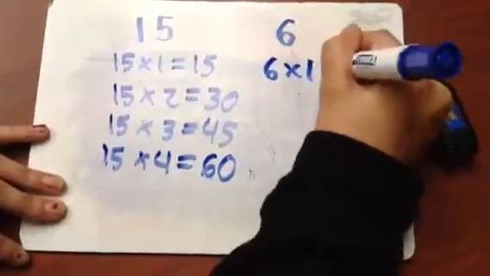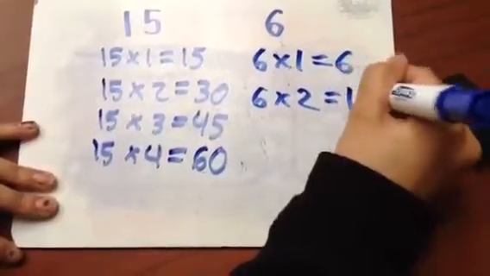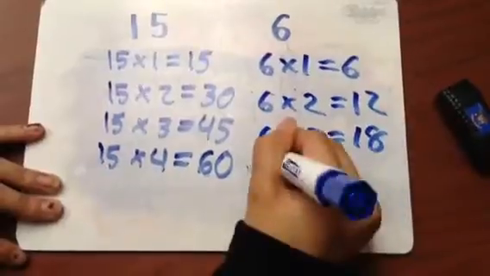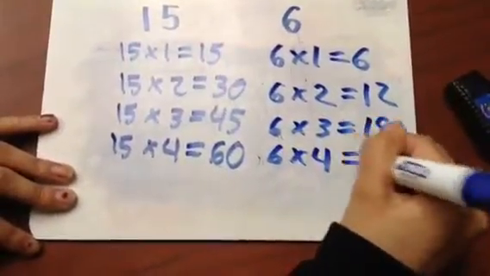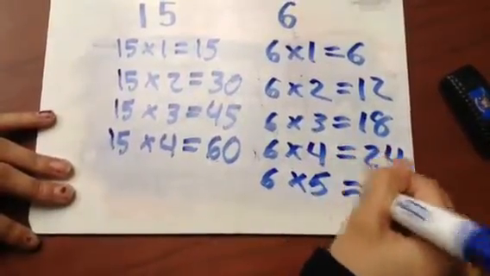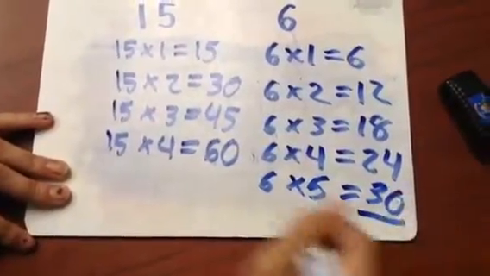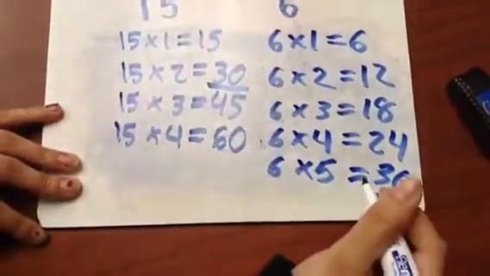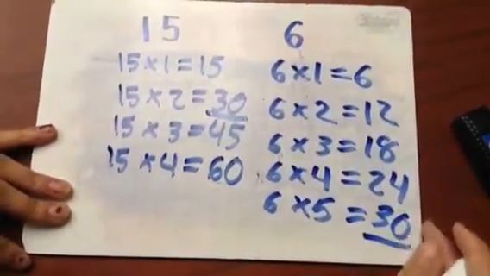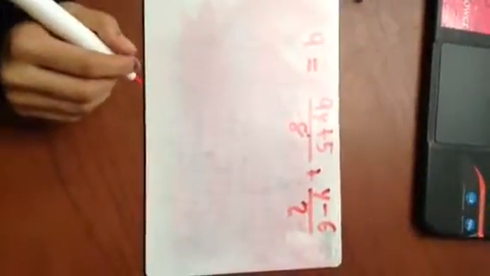6 times 1 equals 6. 6 times 2 equals 12. 6 times 3 equals 18. 6 times 4 equals 24. And 6 times 5 equals 30. Here we have the least common multiple of 30 because it is the first common product we see out of these two sets of multiples. 30 is your LCM.